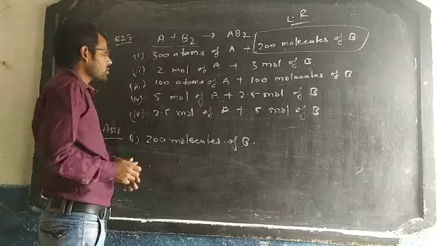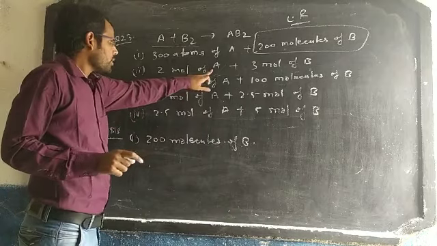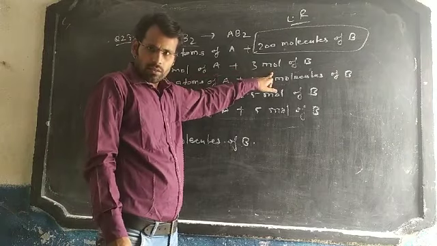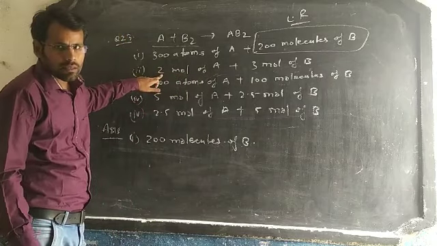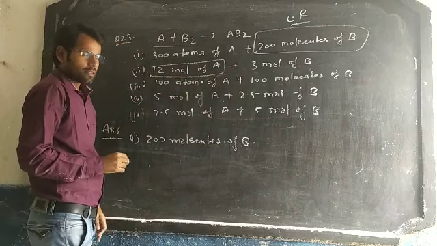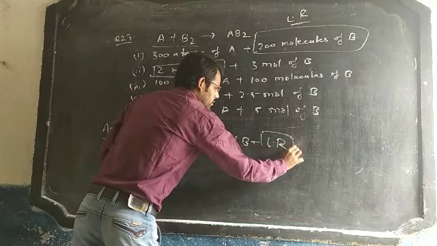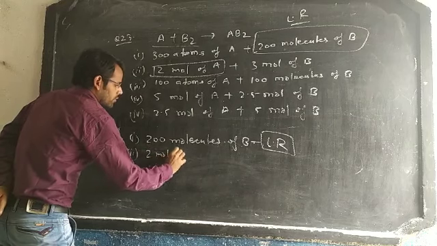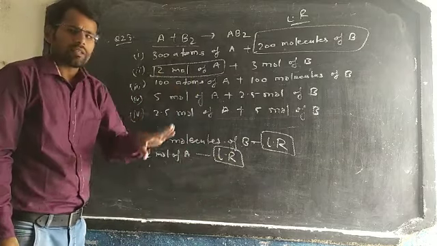Now the second one, 2 moles of A and 3 moles of B. 1 mole of A consumes 1 mole of B, so 2 moles of A consume 2 moles of B. Therefore 1 mole of B is in excess and 2 moles of A is completely consumed. So 2 mole of A is the limiting reagent, the one in lesser quantity.